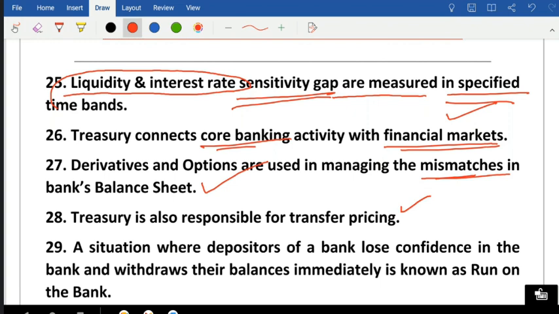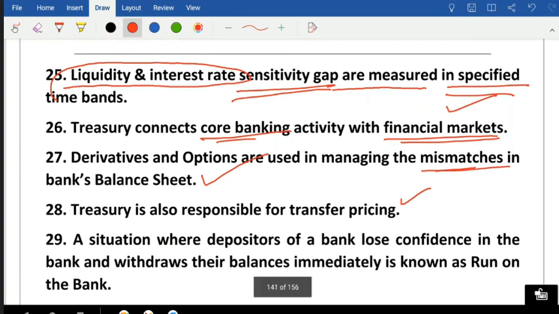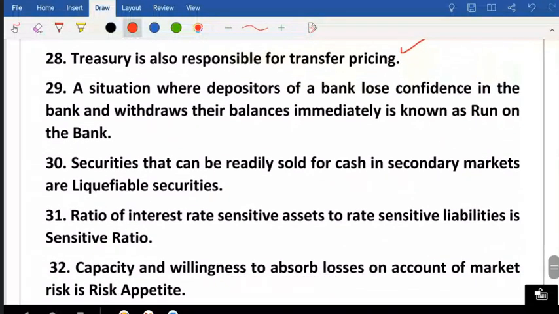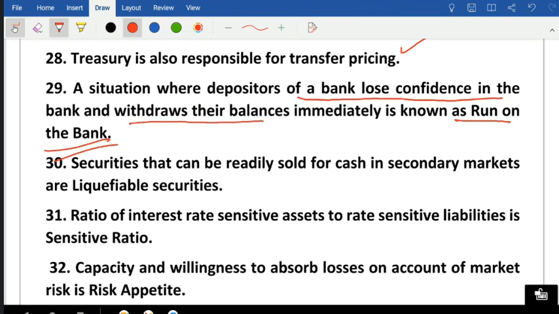A situation where depositors of a bank lose confidence in the bank and withdraw their balances immediately is known as a run on the bank. That means if a liquidity crunch is there, like it happened recently with the Bank of Maharashtra, all customers lined up inside the branches, and the branch was not able to pay them. Securities that can be readily sold for cash in the secondary market are liquidable securities.